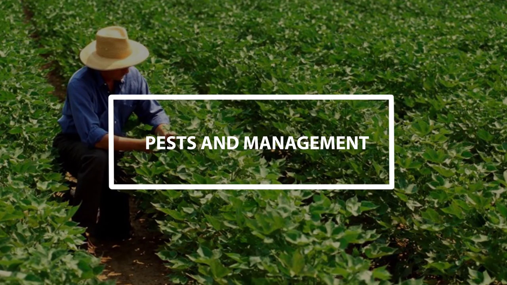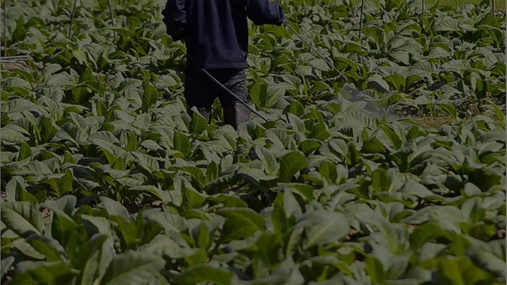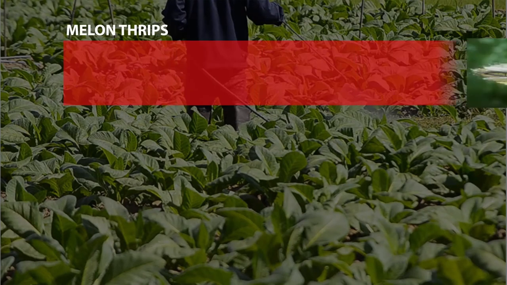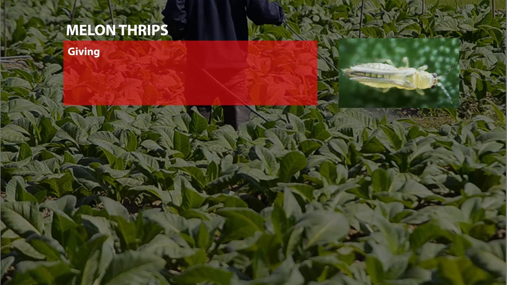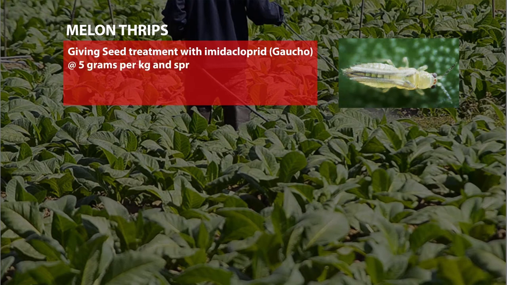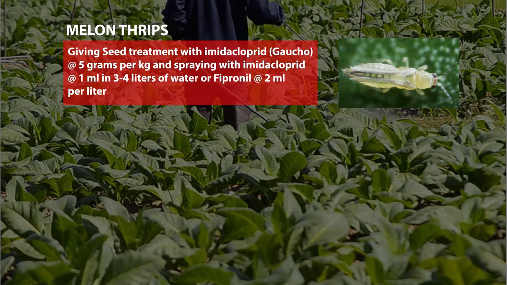Pests and management. Melon thrips. Giving seed treatment with imidacloprid (Gaucho) at the rate of 5 grams per kg and spraying with imidacloprid at the rate of 1 ml in 3 to 4 liters of water, or fipronil at the rate of 2 ml per liter in the field would be a better solution.